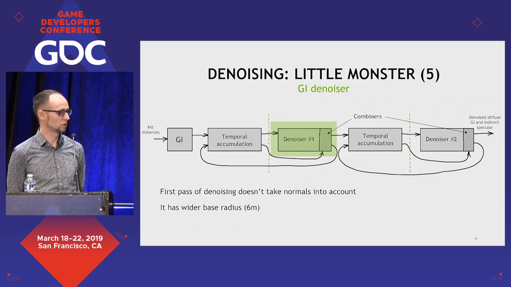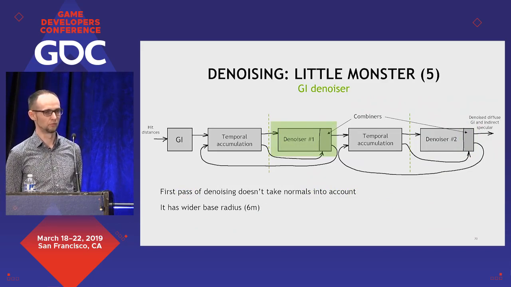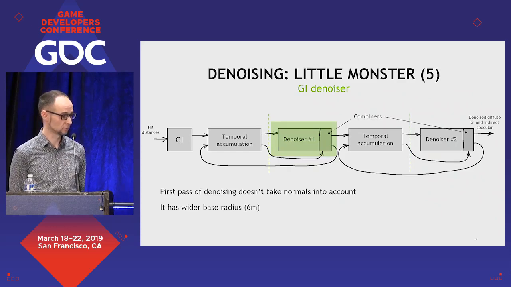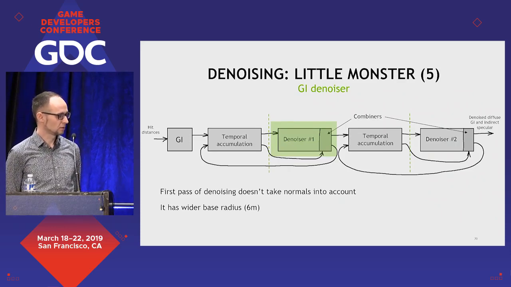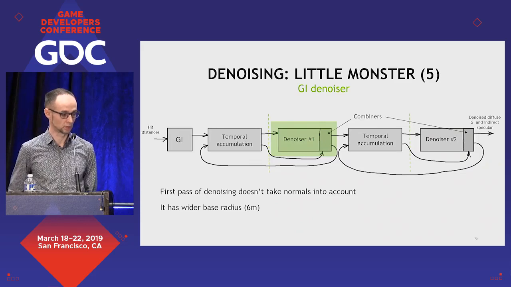First pass of denoising doesn't take normals into account, mostly for performance reason. It's wider than the second pass, so normals probably are not needed. This pass is done at half resolution for RT high preset, and it's always done at full resolution for RT ultra.